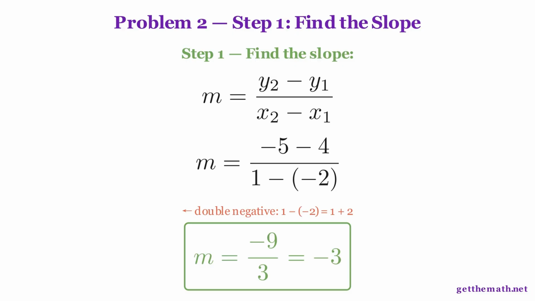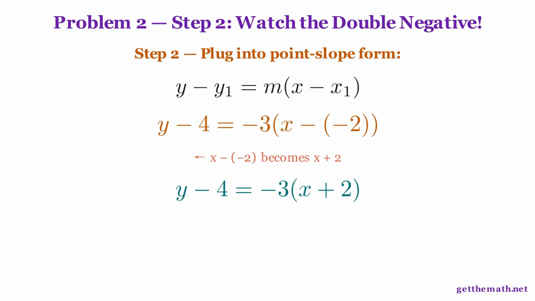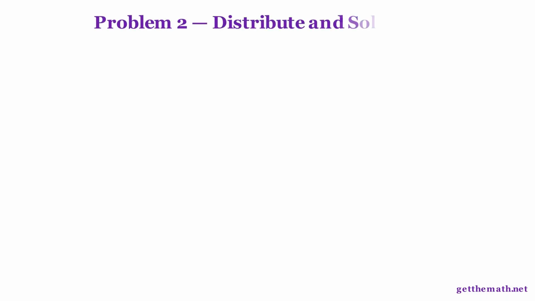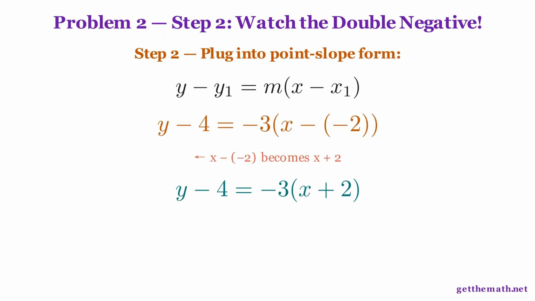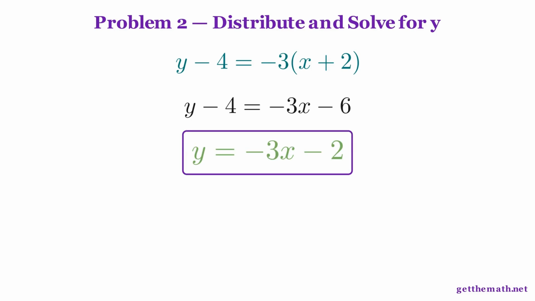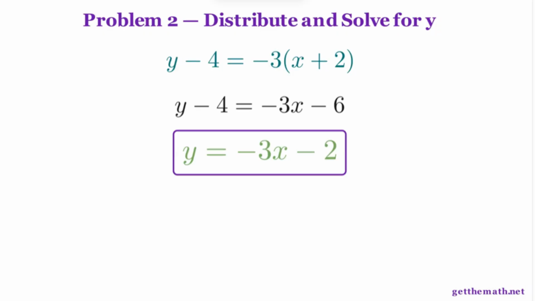Now point-slope form. Watch the double negative carefully. y minus y1 equals m times x minus x1. y minus 4 equals -3 times x minus -2. y minus 4 equals -3 times open parenthesis x plus 2, close parenthesis. The double negative becomes plus. y minus 4 equals -3x minus 6, y equals -3x minus 2. That double negative in the parentheses, x minus negative 2, becomes x plus 2.